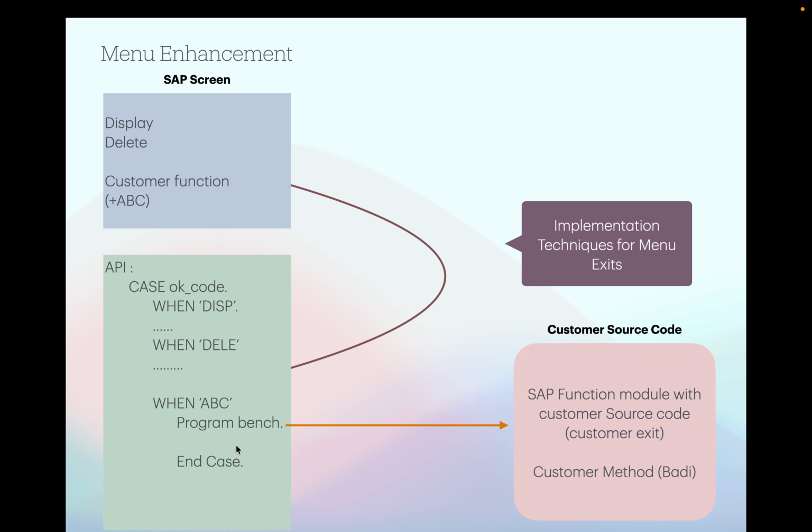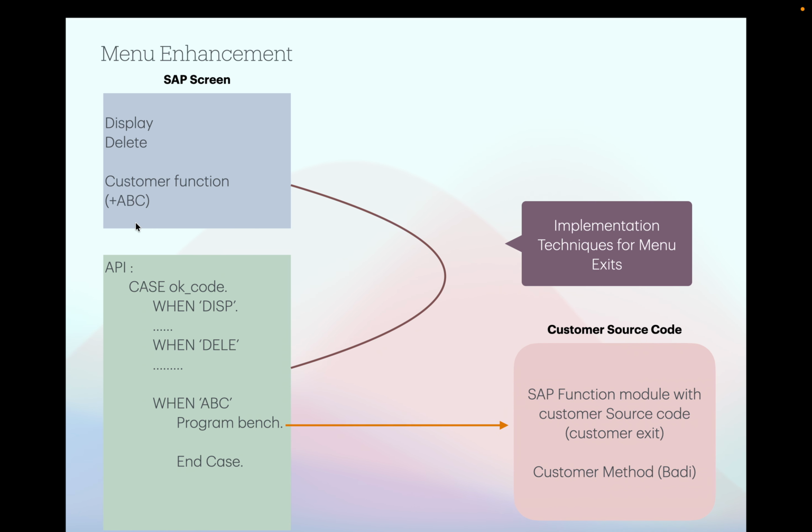Customer exit and business add-ins, that is classical or new BAdIs, can be utilized. Additional menu options are merged into the SAP GUI status. They can be identified by a special function code that starts with a plus sign, like this. When the function code is implemented, you can change the text of the menu option and change the icon as well. However, this is possible only if the SAP developer provides the option.